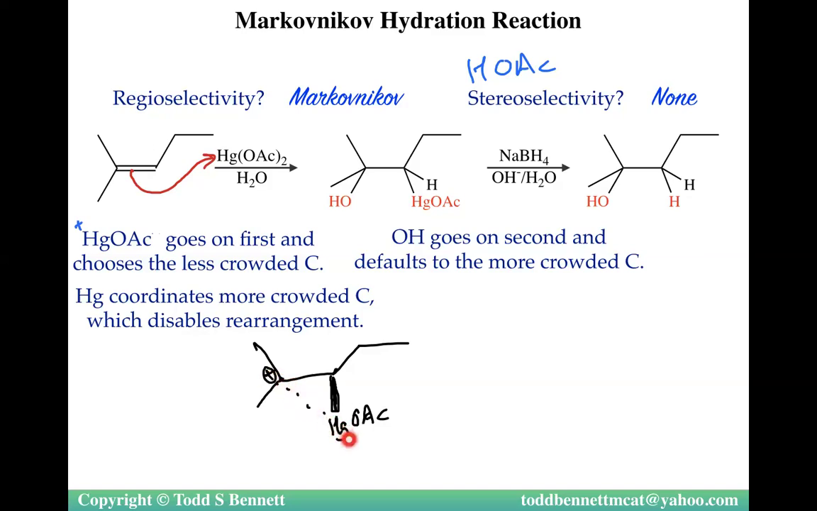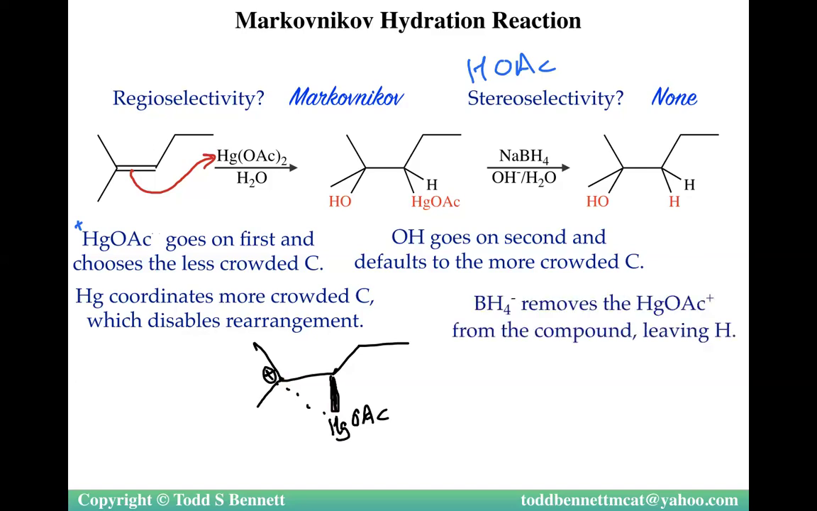So the plus charge is actually shared between this carbon and this mercury atom. By holding it in place, it prevents this plus charge from migrating around because it's already tied into, or has electrons from the Hg tied into it. Okay, so BH4 minus, borohydride as it's called, sodium borohydride specifically, will reduce the mercury. It'll put an H onto the carbon, and in doing so, kick out the HgOAc.